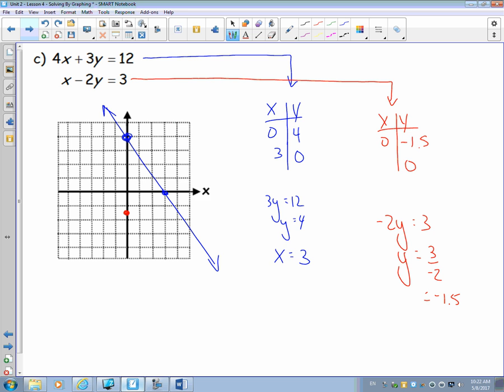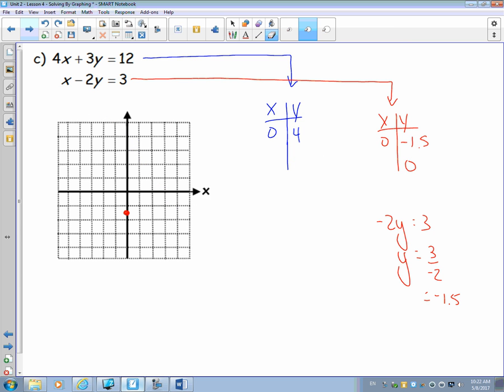Oh, you know what? I just combined two different questions into one here. Sorry, guys. I'll have to fix this. Let's go back to the first line. My fault. I think I did the first one right. X is 0. We got 3y is 12. And y is 4.